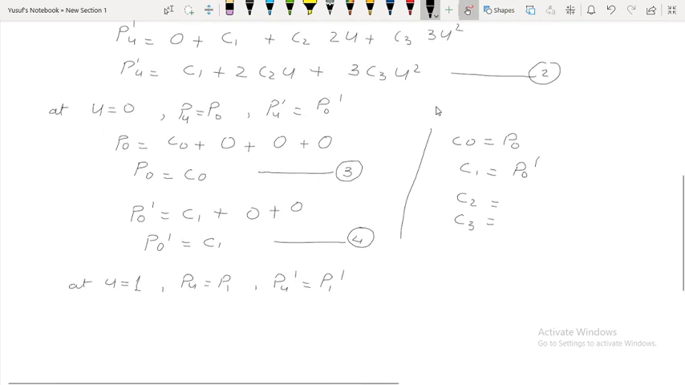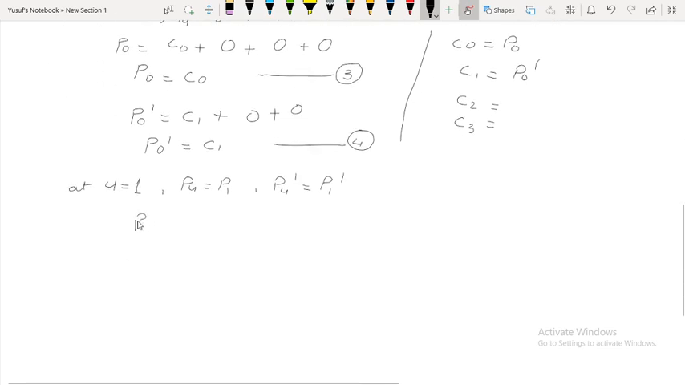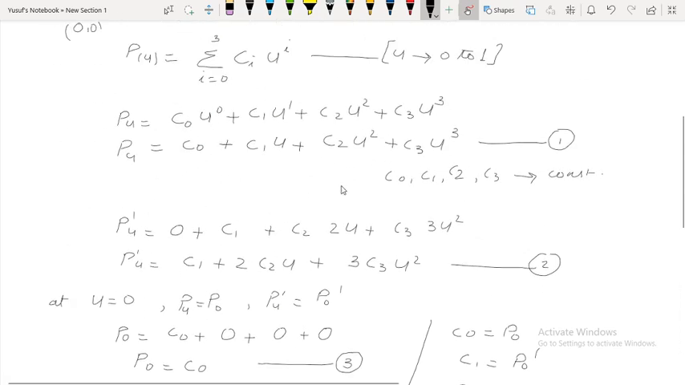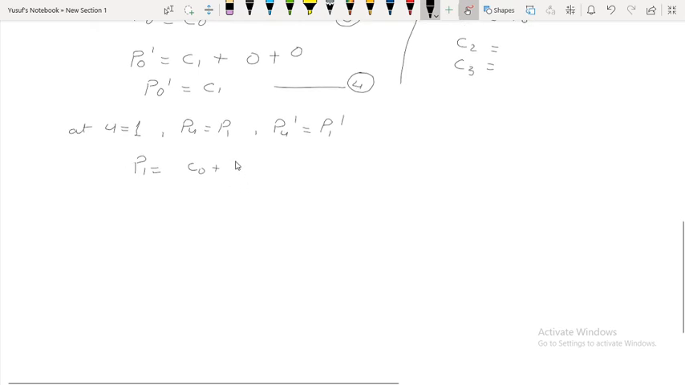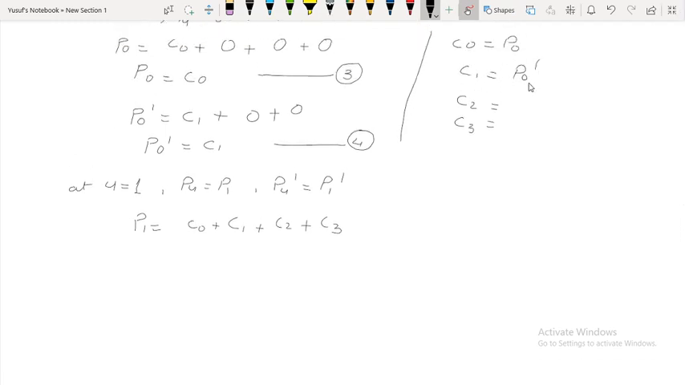So I can write here p1 is equal to c0 plus, in the first equation if I put u is equal to 1, c0 plus c1 plus c2 plus c3. Okay, so the values of c0 and c1 we already have. c0 is p0, c1 is p0 dash. So we can write p1 is equal to, instead of c0 I can write p0, instead of c1 I can write p0 dash plus c2 plus c3. It is equation number 5.